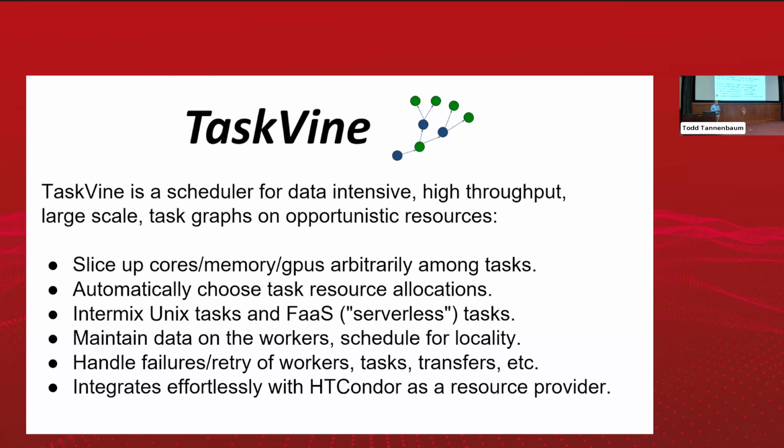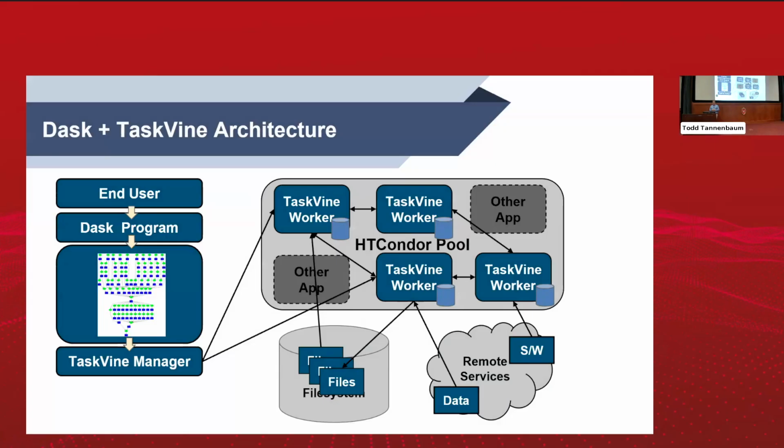And it works really well with HTCondor. So it's very easy to deploy TaskVine on top of a cluster. And you get something like this. So we have the end user on the left, who is going to write their program in just the normal Dask way. They press compute, it generates a graph, and we pass that graph off to TaskVine. And TaskVine starts doling out the pieces to each of the workers and handling the data transfer and pulling stuff from remote services. And because these resources are opportunistic, it doesn't get too upset if workers come and go.